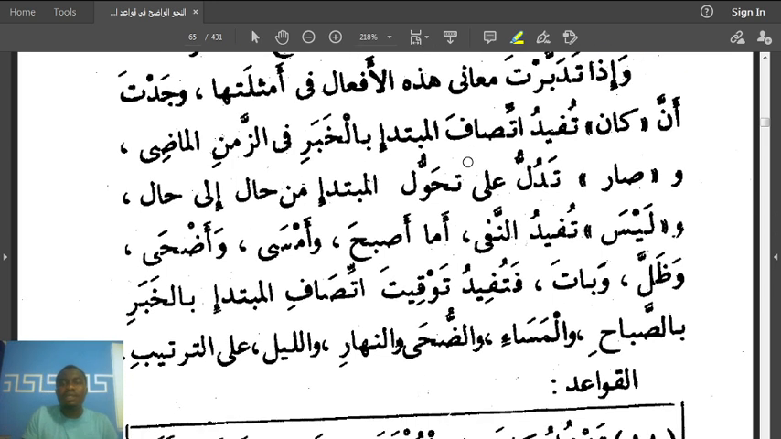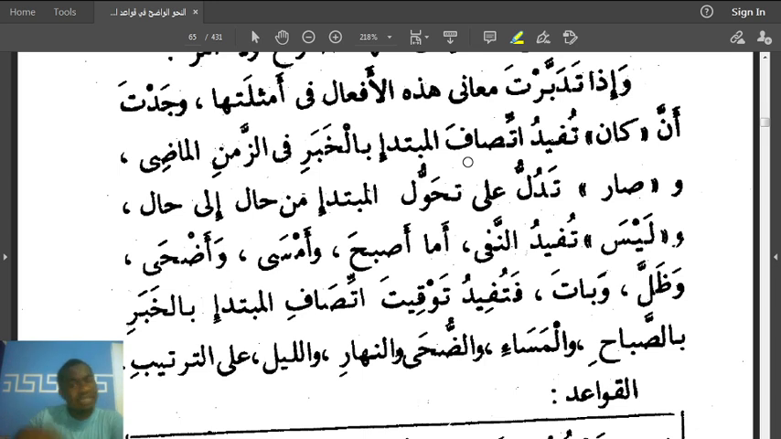Okay. Now we are coming to talk about the meanings, as I've already explained, so it will be a freestyle. It says, وَإِذَا تَدَبَّرْتَ مَعَانِي هَذِهِ الْأَفْعَالِ فِي أَمْثِلَتِهَا. If you should ponder over the meanings of these verbs in their examples, وجدت أن you find that the verb كان تفيد اتصاف المبتدأ بالخبر. كان has this meaning. كان تفيد اتصاف المبتدأ بالخبر في الزمن الماضي.